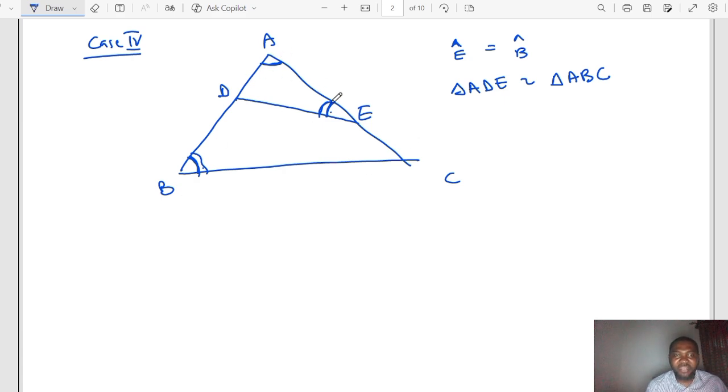Then if this angle is equal to this angle and both of them share the same angle, what it simply means is that this remaining angle here, 1, 2, 3, is similar to this one here, 1, 2, 3 of the bigger triangle. Now this will help you know corresponding sides. Please, this is interesting. Remember, the condition is that this angle formed here after you cut is equal to this. Then both of them share this angle.